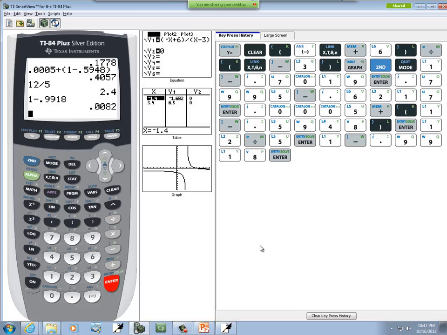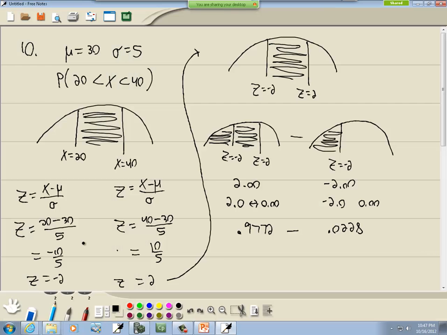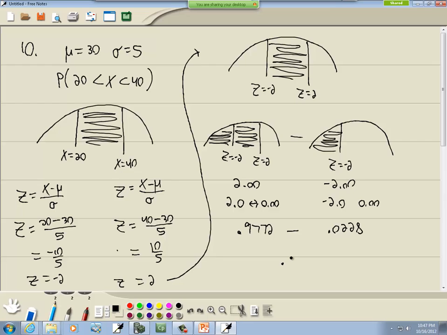So let's see what this gives us. 0.9772 minus 0.0228. And then enter. Here we get 0.9544. And that's our answer.